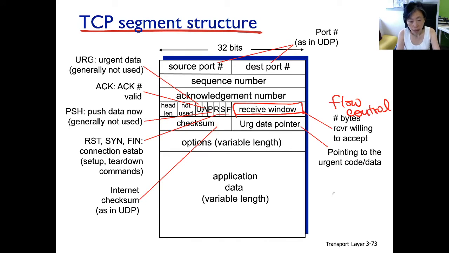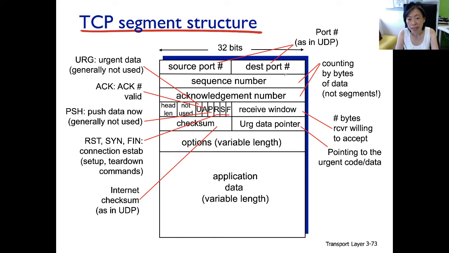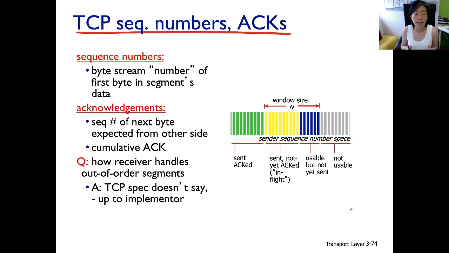And the last two fields in the header are these, the sequence number as well as the acknowledgement number. So these are exactly for the reliable data transfer purpose. But keep in mind, we're now counting the bytes, okay, not packets. TCP sequence numbers and ACK numbers, these are very important fields. Let me elaborate more here.